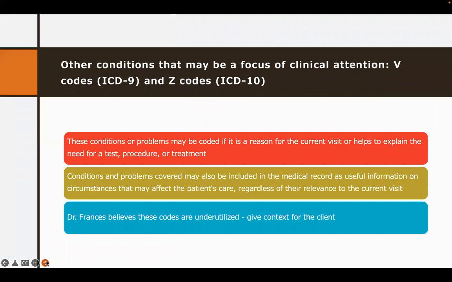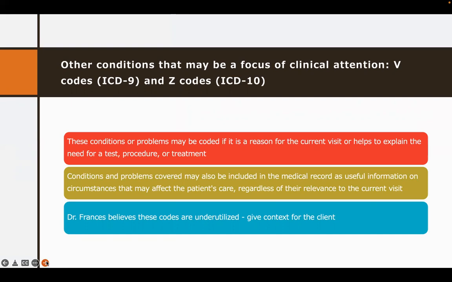So then we'll talk about V codes. So couple and family therapists in particular really thrive and live in V codes. So the issue is, these are essentially ways for you to better contextualize a client. And I encourage you strongly to use V codes and Z codes. They're just associated with the different ICDs.